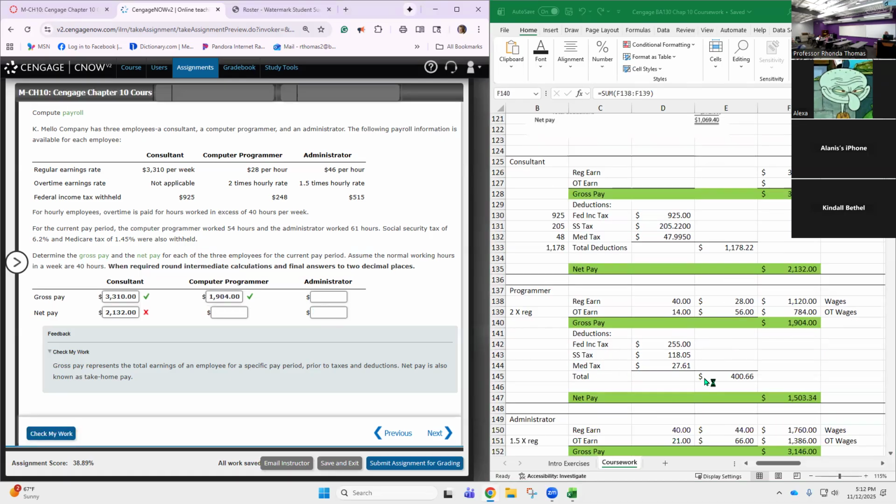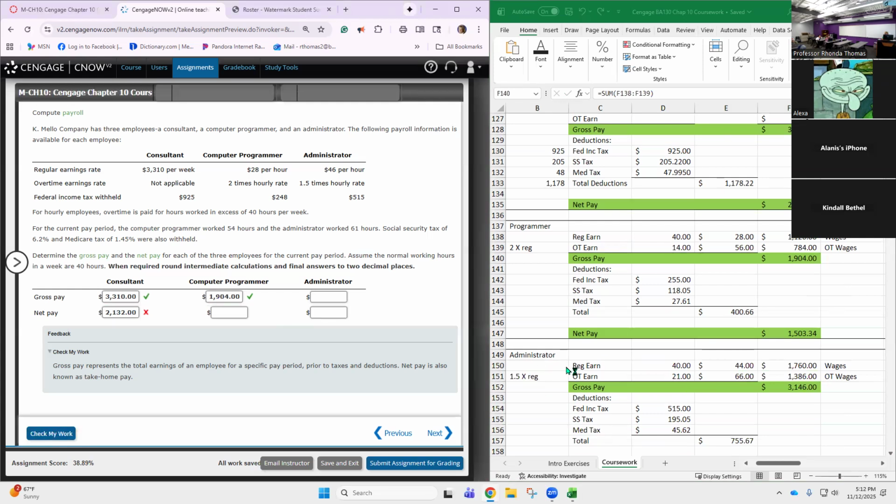Let's work all the gross wages first. The administrator makes $46 an hour, and his overtime is time and a half. The administrator worked 61 hours, so the extra is 21 hours beyond the 40. Then time and a half, so 46 times 1.5.